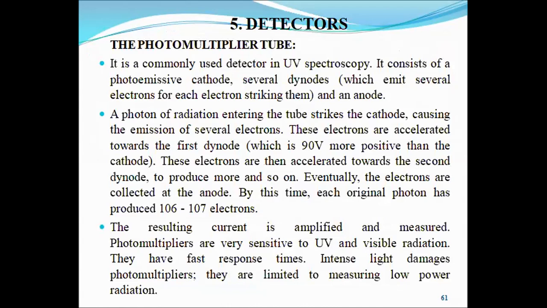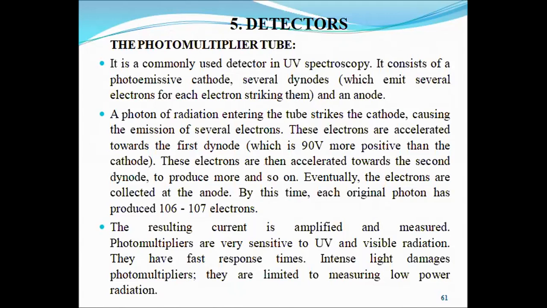The third one is the photomultiplier tube. This is a commonly used detector in UV spectroscopy. It consists of a photoemissive cathode, several dynodes, and an anode. The dynodes emit several electrons for each electron striking them. The photon of radiation entering the tube strikes the cathode first, causing the emission of several electrons. These electrons are accelerated towards the first dynode, and then from the first dynode to the second dynode.